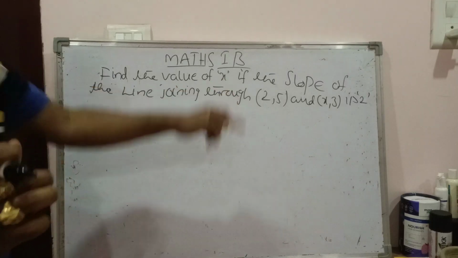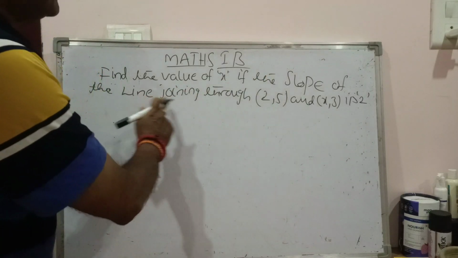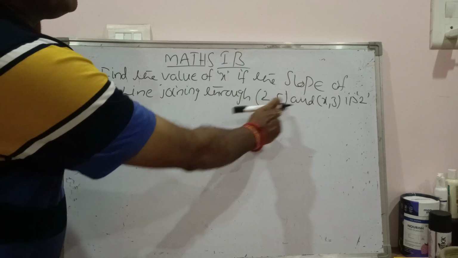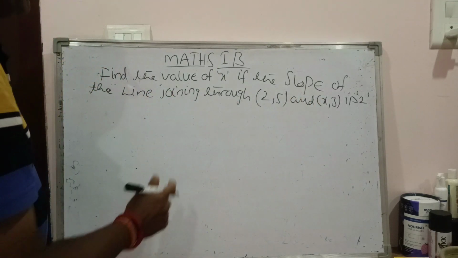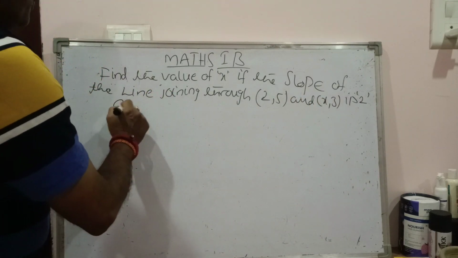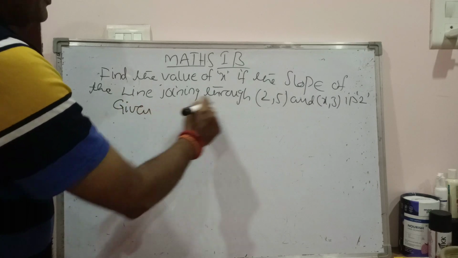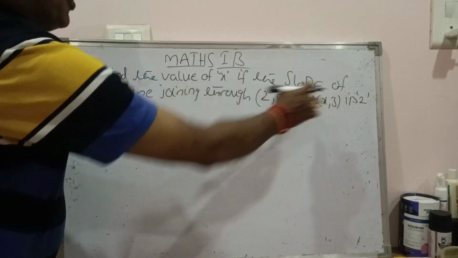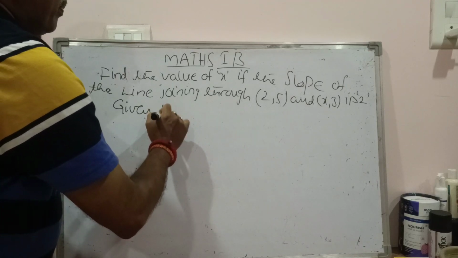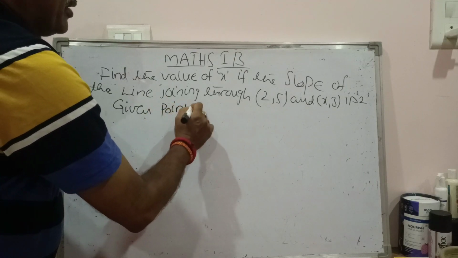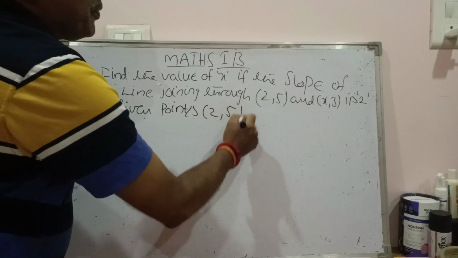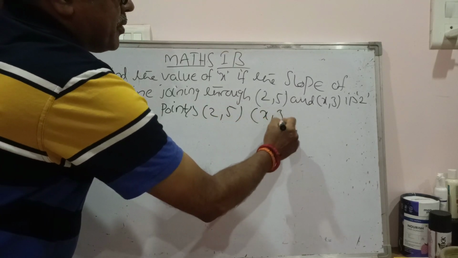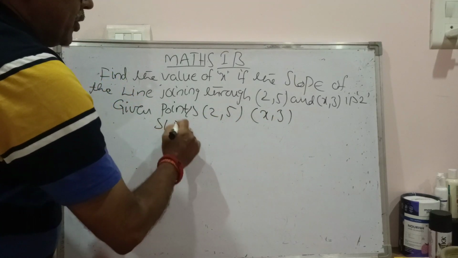Find the value of x if the slope of the line joining the points (2, 5) and (x, 3) is 2. Here it is given that the slope of the line joining these 2 points is 2. The given points are (2, 5) and (x, 3).